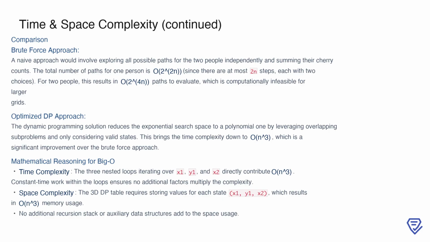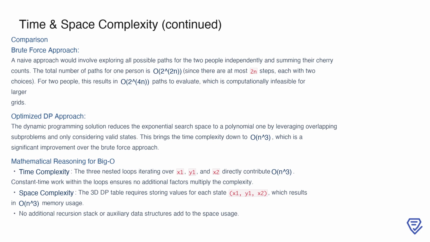By contrast, the dynamic programming solution drastically reduces this exponential search space to a polynomial one. By leveraging overlapping subproblems and considering only valid states, the time complexity is reduced to O(n³). Mathematically, this is achieved because the 3 nested loops, iterating over x1, y1, and x2, directly contribute n³, and the constant time operations within the loops do not add any additional factors.